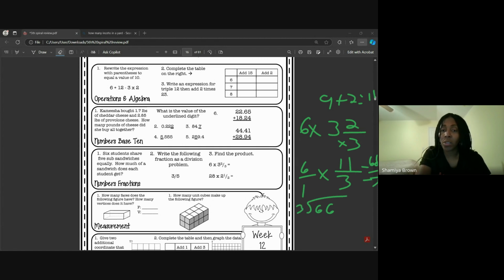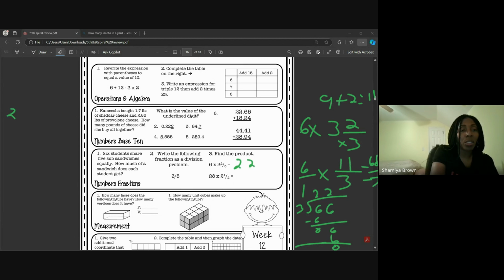3 goes into 6 2 times. Multiply that, I get 6. Subtract, I get 0. Bring down my 6. 3 goes into 6 2 times again. Multiply, I get 6. Subtract, I get 0. So my answer is 22.